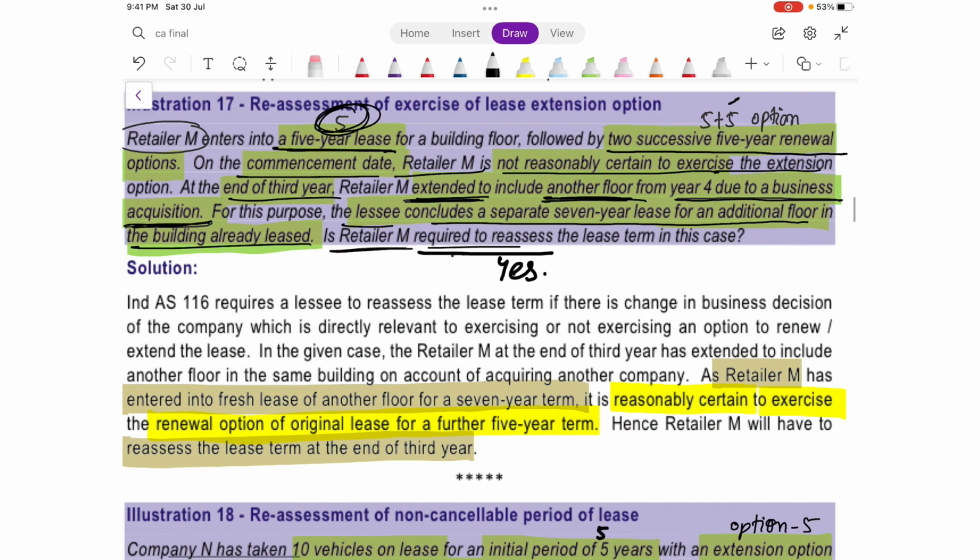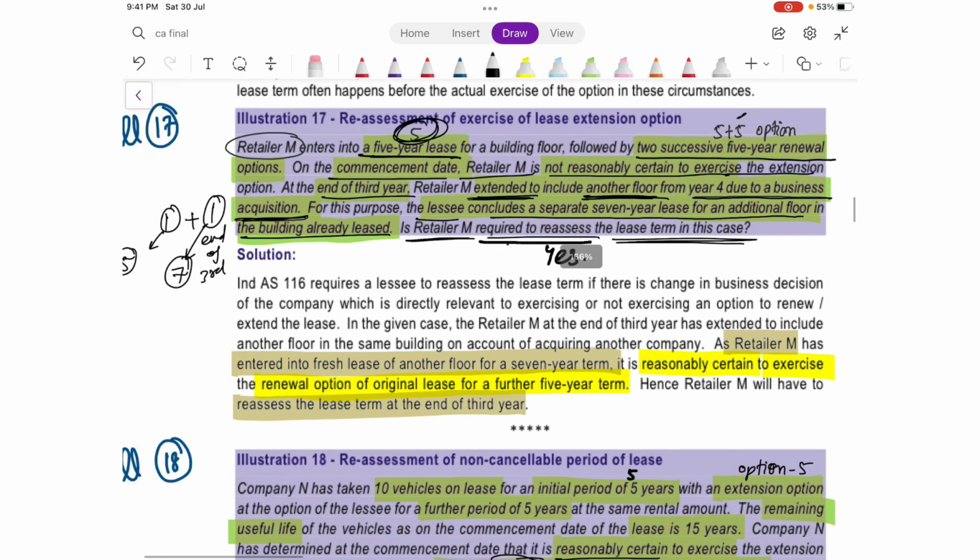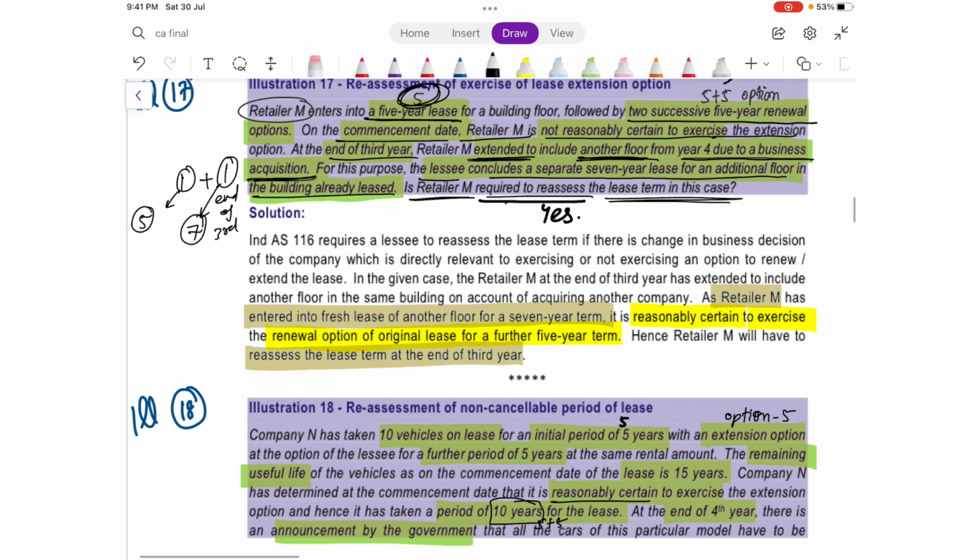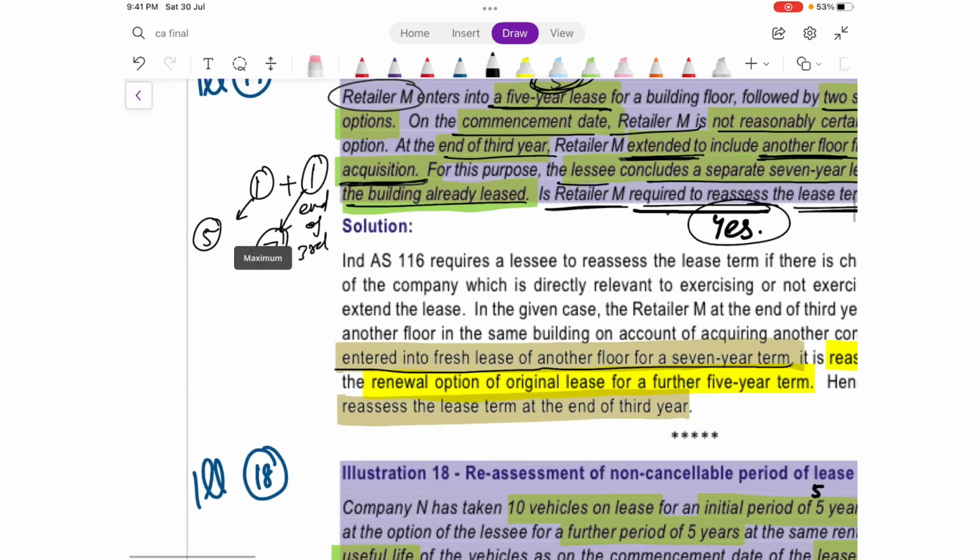So here retailer M is required to reassess the lease term. In this case the answer is yes. They are required to reassess this because the retailer M has entered into a fresh lease of another floor of 7-year term. Since they are going to use this floor for 7 years, that means at the end of 3rd year they are going to use it for 7 more years.